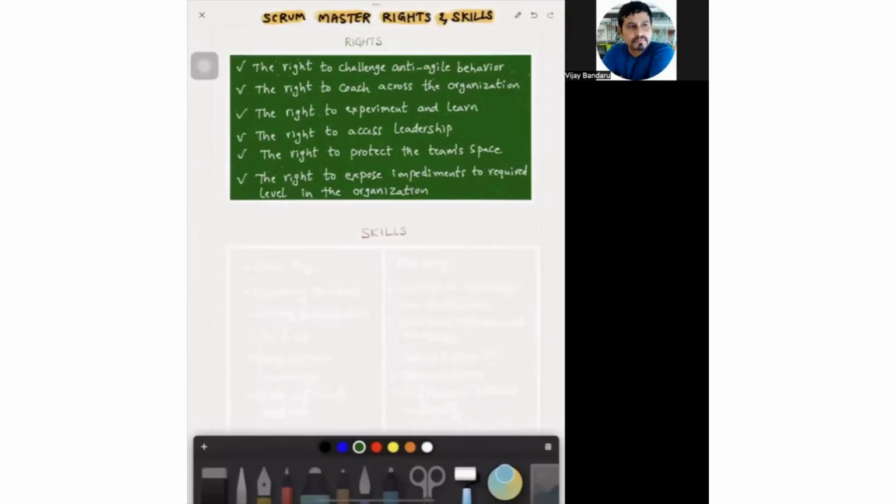And the right to access the leadership. So in case some things are not really happening faster and some delays or some wastages are occurring, then the Scrum Master should have the right to access the leadership to take it to that level and get their support and help as and when it is required.